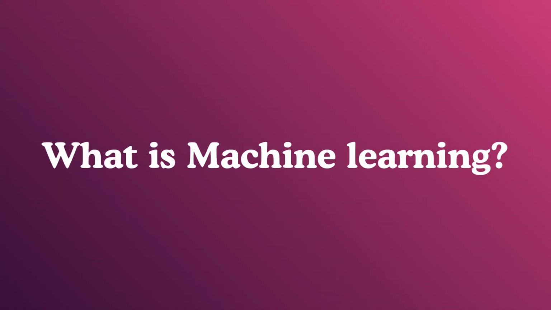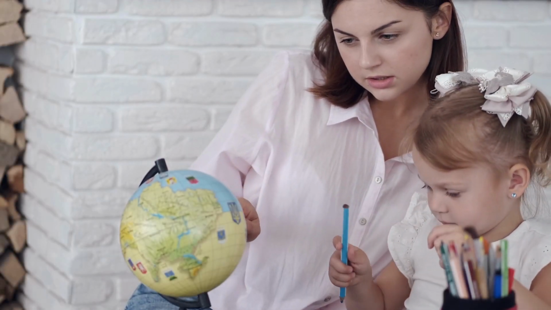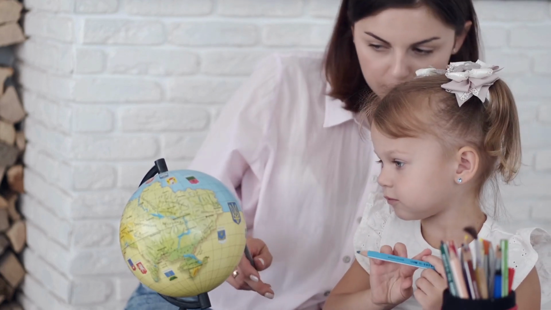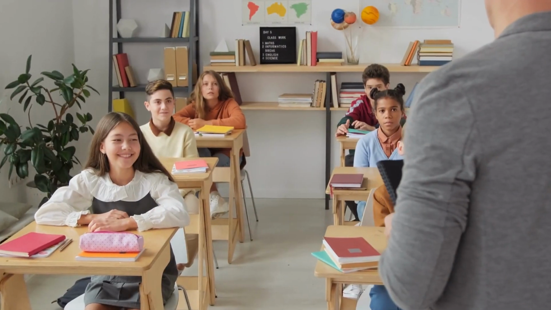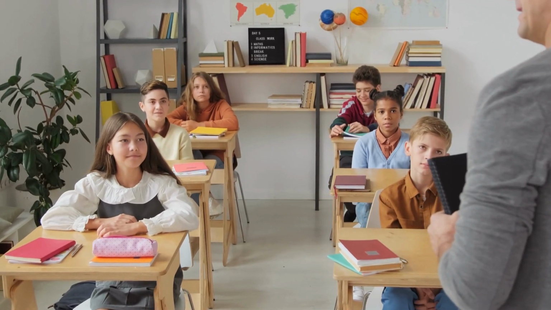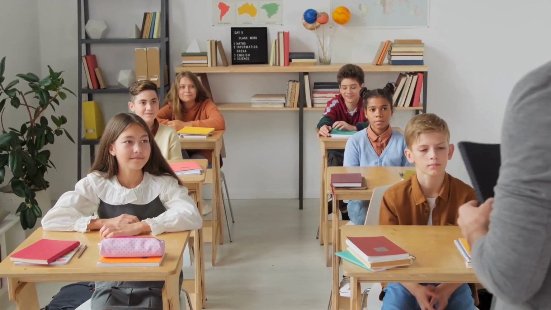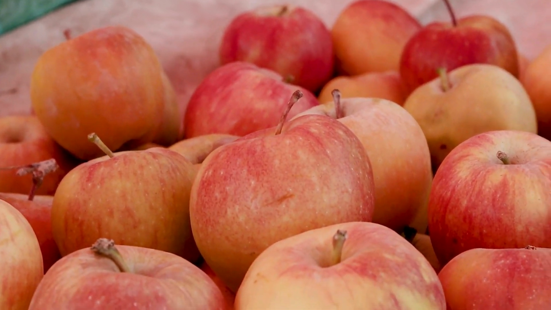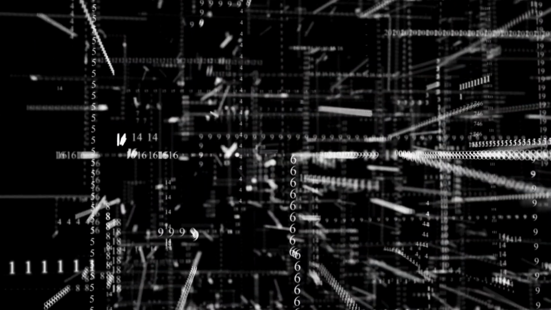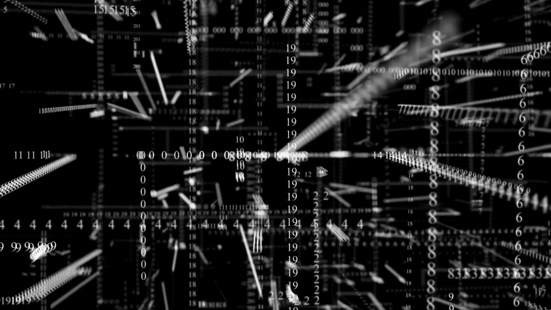Imagine teaching a child how to recognize an apple. You don't write down a long list of rules like, it's round, red, sometimes green, smooth, or small. Instead, you just show the child many pictures of apples, and after seeing enough examples, they can recognize an apple anywhere. That's exactly how machine learning works. It's the science of teaching computers to learn from examples, to identify patterns, make predictions, and improve with experience.